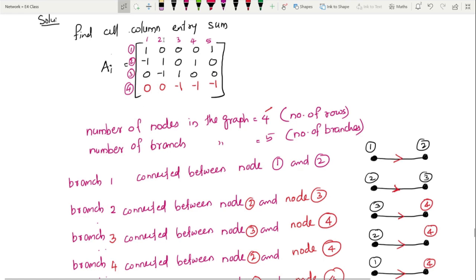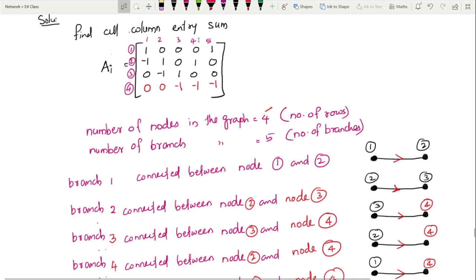Similarly, when we are considering branch 2, how is it connected? It is connected between node 2 and node 3. What is the direction of current? Current is leaving from node 2, that's why this is plus, and entering into node 3. The current direction is 2 to 3. Similarly, when we are considering branch 3, it is connected between 3 and 4. What is the direction of current? It is going away from node 3 and coming into node 4. So the direction of current is like this.